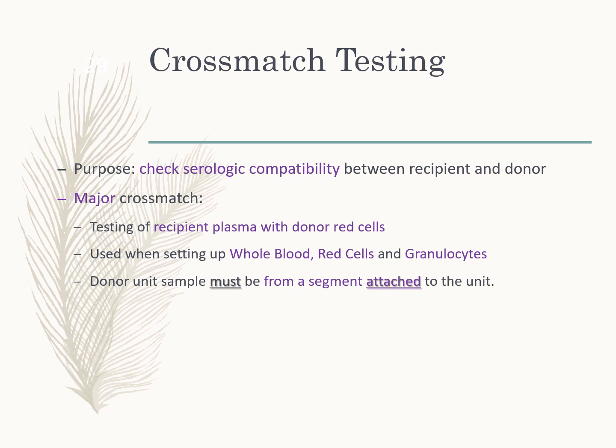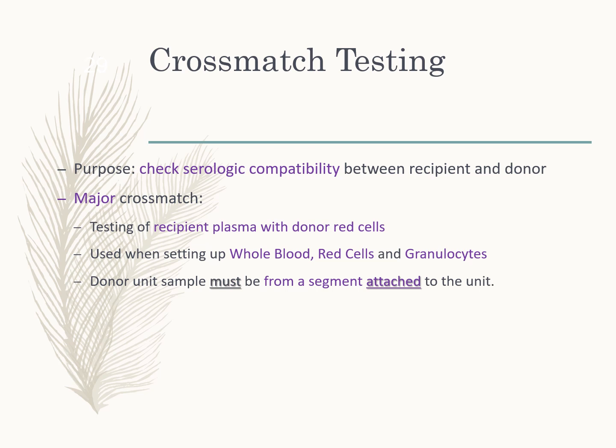So what is the purpose of cross-match testing? You want to check the serologic compatibility between the patient and the donor. We mostly only perform major cross-matches now. You might read about minor cross-matches in a textbook, but they are typically not performed at all. So when someone says cross-match, it is a major cross-match that you're performing. And that is when you're testing the patient plasma with the donor red cells. So the donor will have little segments attached. You will take a segment off and then perform compatibility testing with the patient plasma and the donor RBCs.